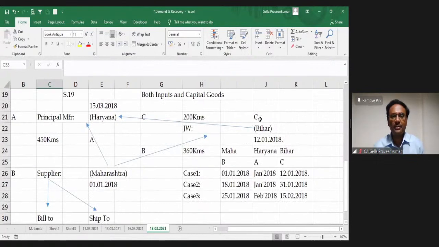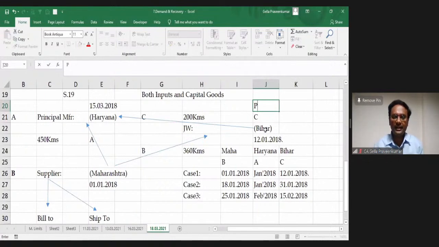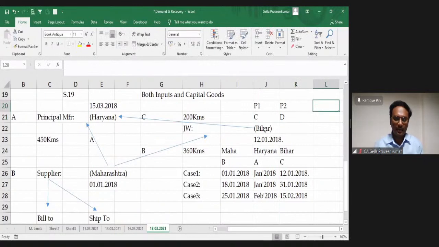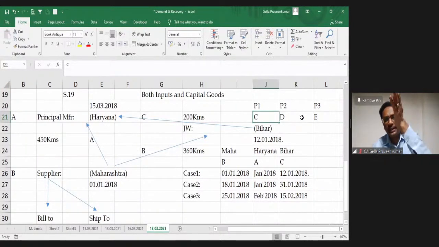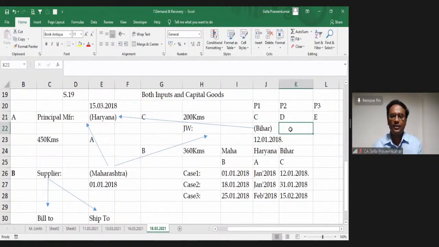Now, I was talking about C. Say process 1 is done by C, process 2 done by D, and process 3 done by E. Now, what happens? C will raise a delivery challan to send the goods to D. D again will raise a delivery challan to E. So here, the delivery challan will be used.